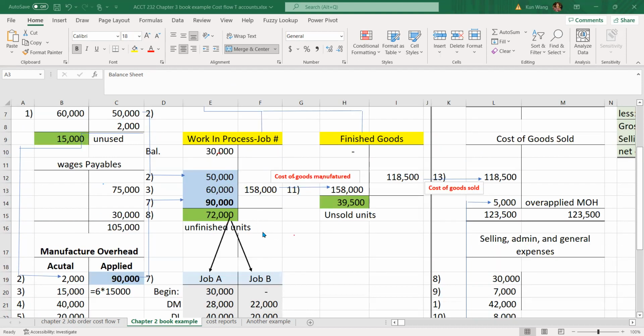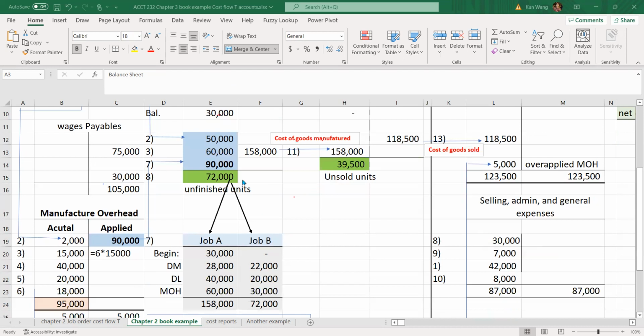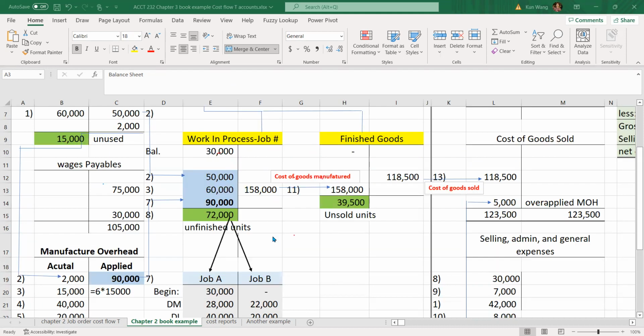When making journal entries, we can separate how much materials for job A and job B, and then in your ledger account, we have sub-ledgers for the two jobs. Or if you have more than two jobs, you can open more sub-ledger accounts. But when you make journal entries in the book, we focus on the main cost flow.